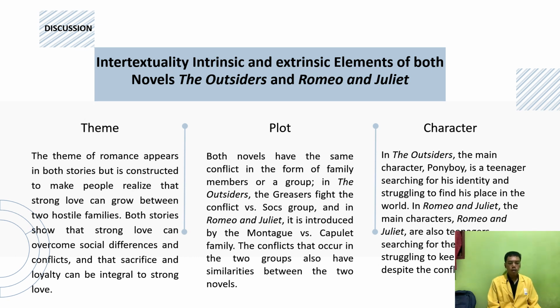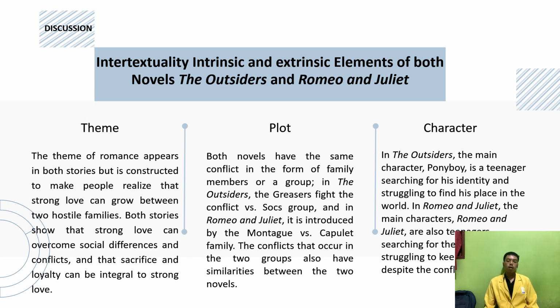Plot. Both novels have the same conflict in the form of a family or a group. In The Outsiders, the Greasers fight the conflict versus the Socs, and in Romeo and Juliet, it is introduced by the Montague and Capulet. The conflict that occurs in the two groups also has similarity between the two novels.